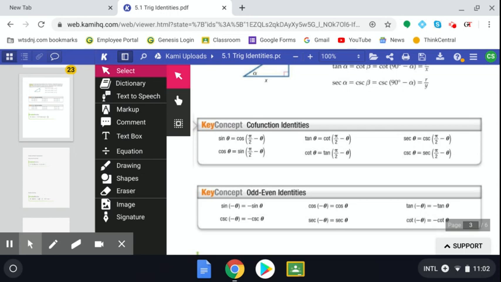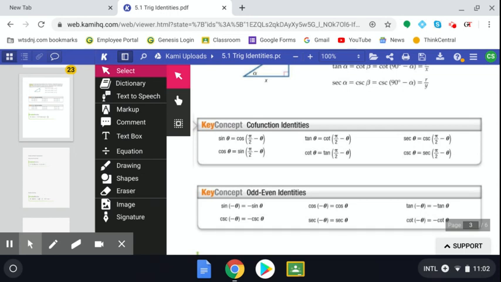And then you also should know that secant theta is equal to cosecant of pi over 2 minus theta, and cosecant theta is equal to secant of pi over 2 minus theta, because complementary angles for those will give you the same value for the cofunction.